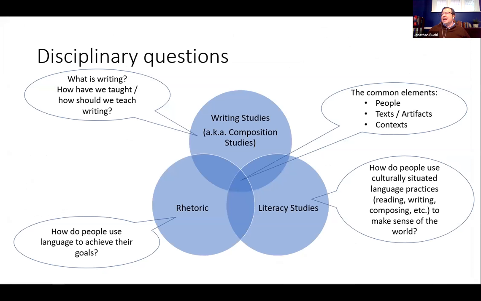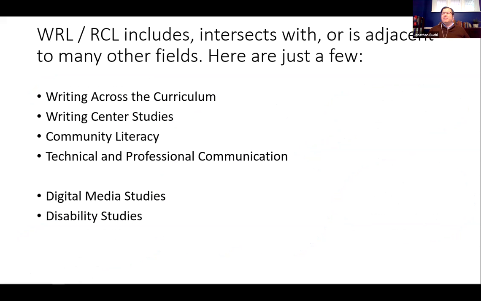To kind of get back to this diagram, and I've just added one bubble here, the common elements across these fields is that we're talking about people, text, and context of applied language use. That's roughly what WRL is all about. And if you are an undergraduate doing research in this area, you've got lots of places to look for that kind of applied language use.